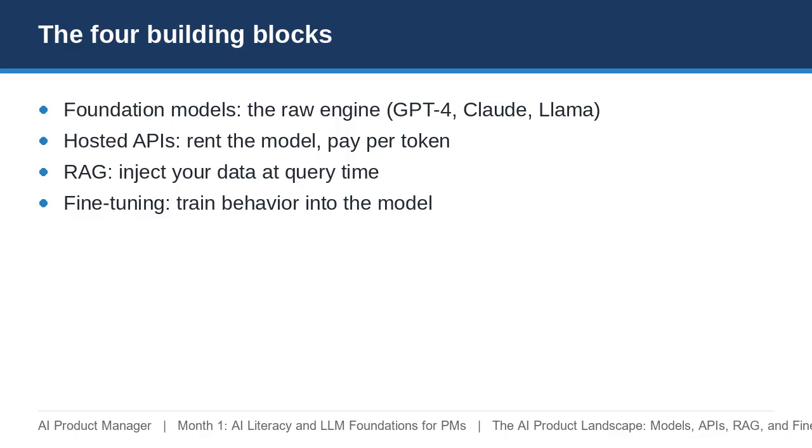Foundation models are the large pre-trained engines you almost never train yourself. Hosted APIs let you rent those models per token. RAG retrieves your own data and feeds it into the prompt. And fine-tuning further trains a model to behave a certain way. Almost every AI product is a combination of these.